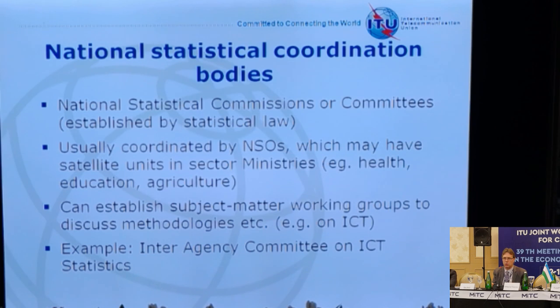Such a committee can also establish working groups to discuss methodologies on a specific topic. So that could be health, like I said before, and of course that can be ICTs, which is what we're talking about here. So you can have a National Statistical Coordination Body that sets up a working group called an Interagency Committee on ICT Statistics. And that committee makes sure that all the information that is needed gets collected, and after that is sent to places like the ITU, like UNCTAD, like DESA, all the places that collect international ICT statistics on a specific topic.